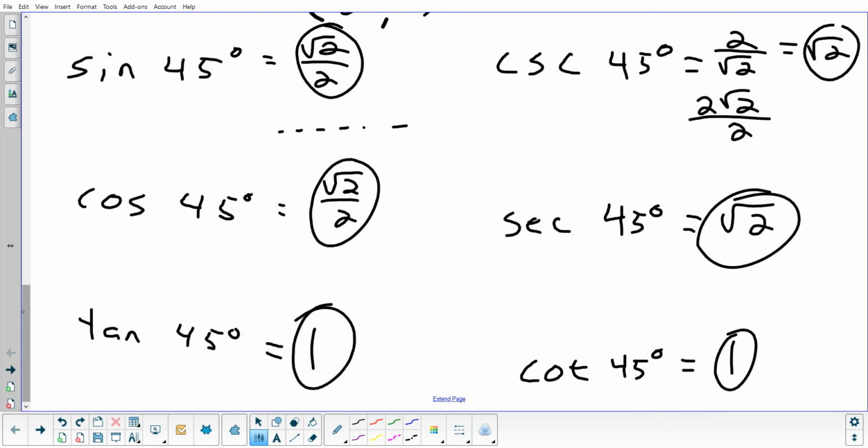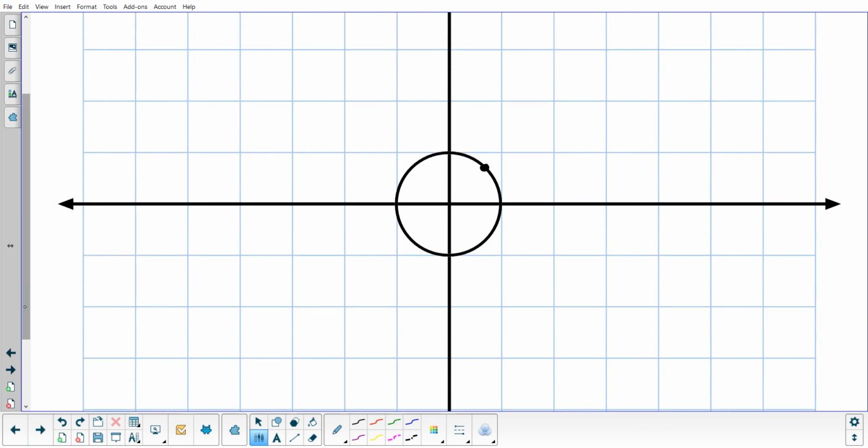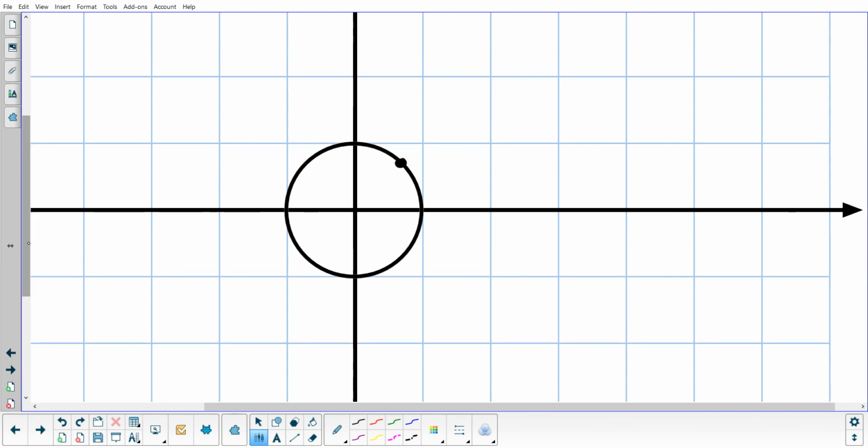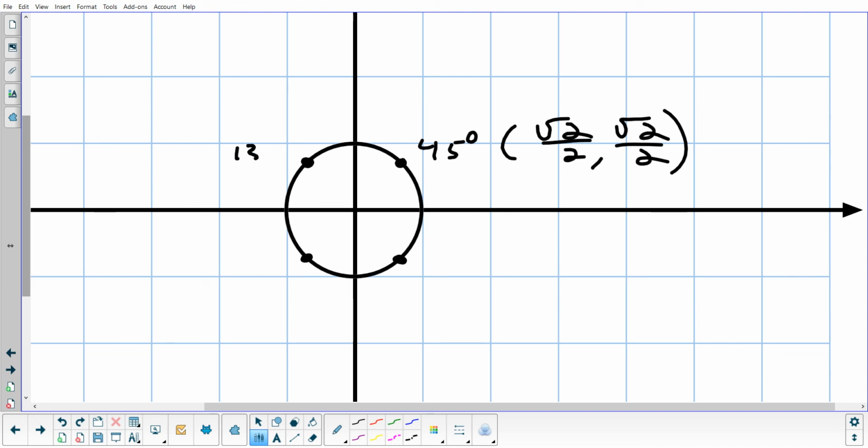All right, now let's go back to this for a second. So here's my unit circle, and we just did 45 degrees. And we figured out the coordinate. Well, there's 4 different 45-degree angles on this circle. There's one in the first quadrant, 1 in the second, 1 in the third, and 1 in the fourth. This one is 135, 225, and 315.